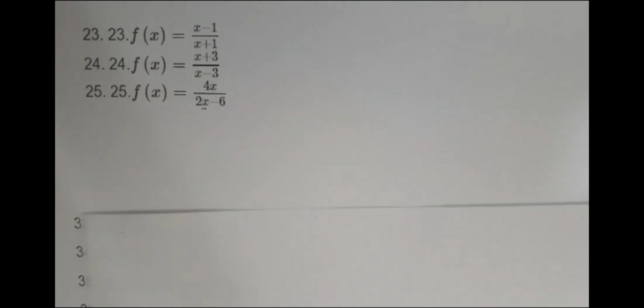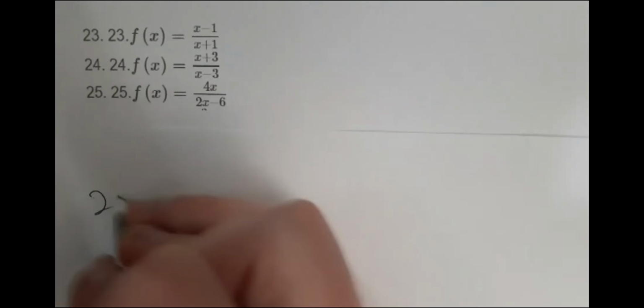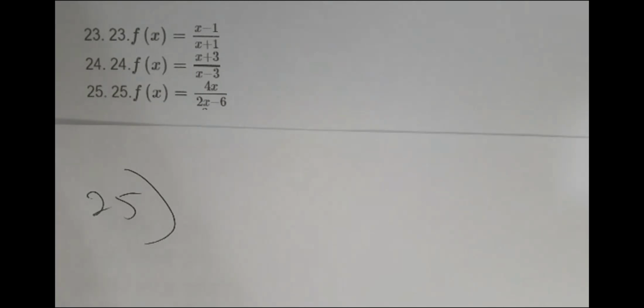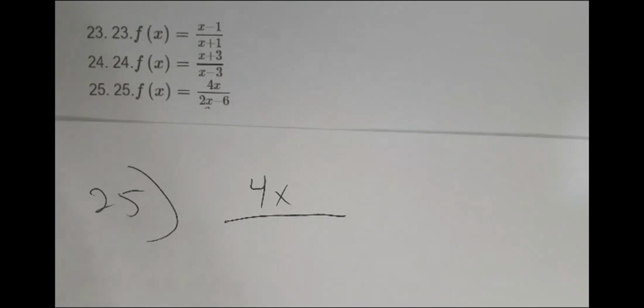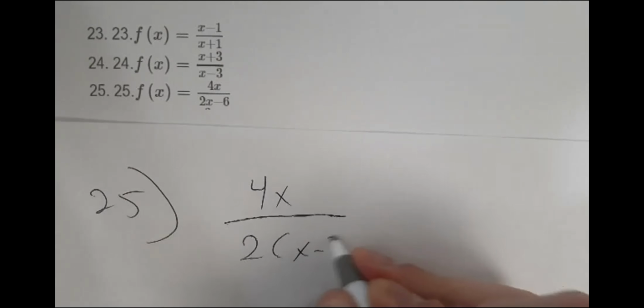So 25, if I want to find my asymptote, the first thing you should really do is make sure this thing is fully factored. So 4x is fully factored. What about 2x minus 6? Can I do anything with that? Pull out the 2. We can pull out 2, and that leaves me with x minus 3.